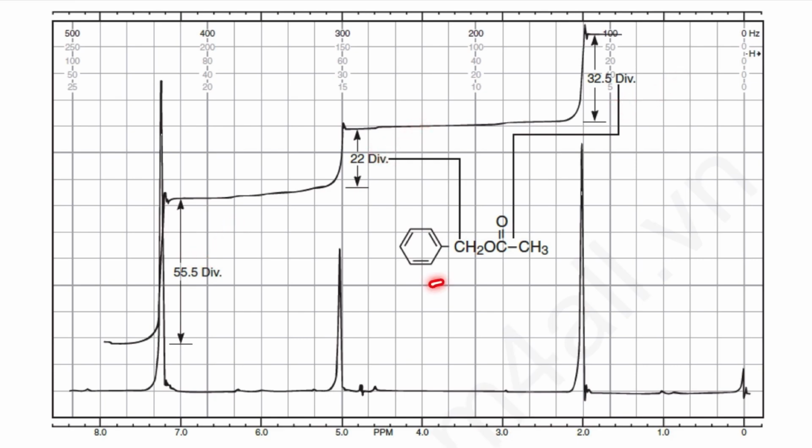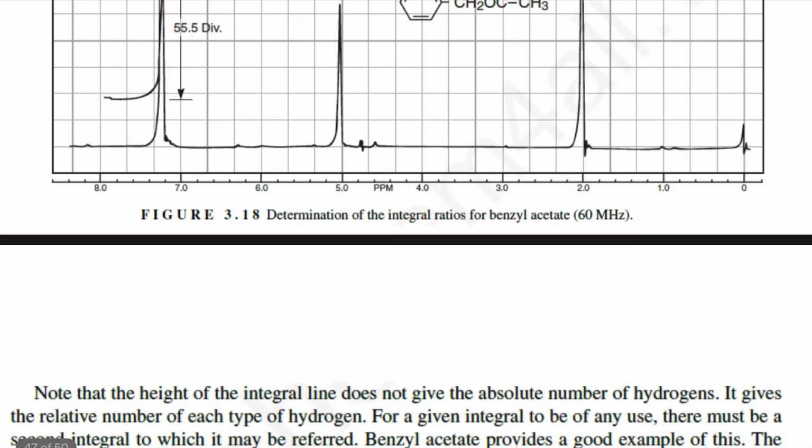So this benzyl acetate molecule gives us a good example. The first integral rises to 55.5 divisions, the second appears at 22 divisions, and the third appears at 32.5 divisions. So these numbers are relative numbers, and one can find the ratio of these protons by dividing each of the larger numbers by the smaller number.